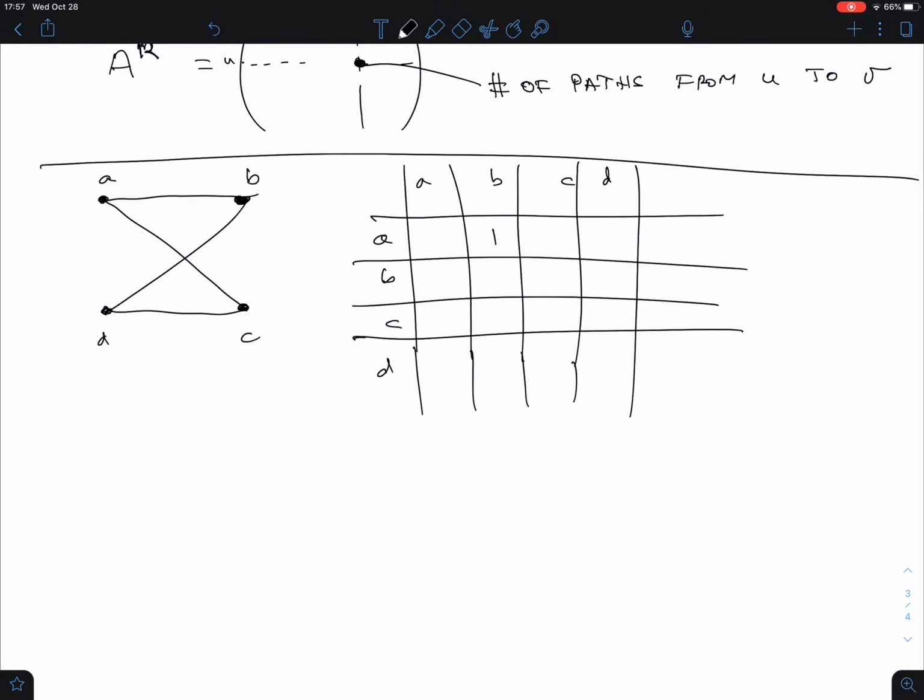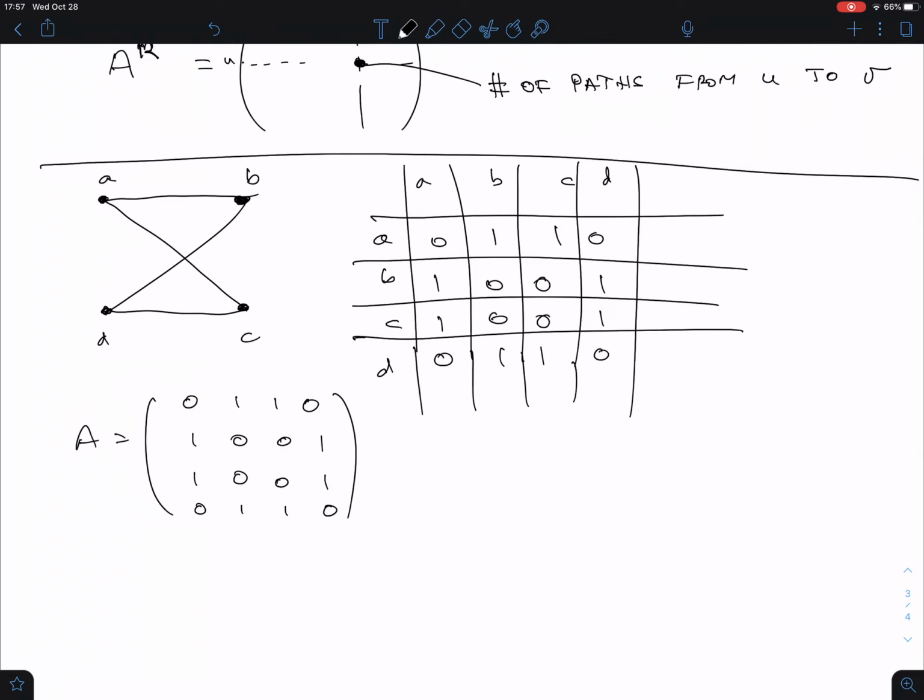So there's one from A to B and from A to C, so that's what we get here. B connects to A and to D, so the zeros here. C connects to A and to D. And then D connects to A, B and C. Okay, symmetric matrix, everything is fine. So the matrix, if you want, let me write it down as really a matrix, is 0, 1, 1, 0, 1, 0, 0, 1, 1, 0, 0, 1, 0, 1, 1, 0.